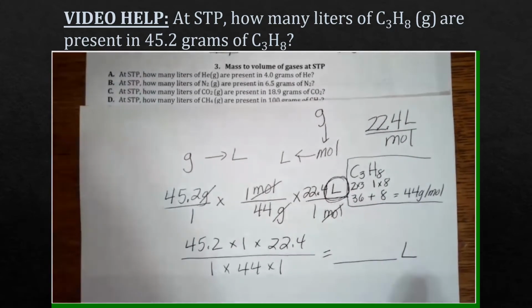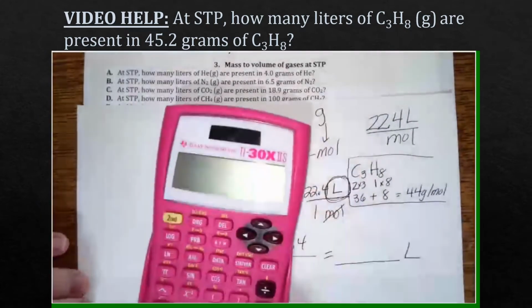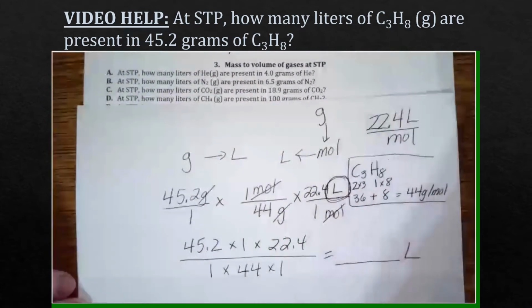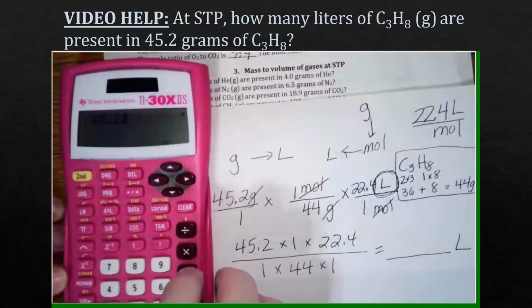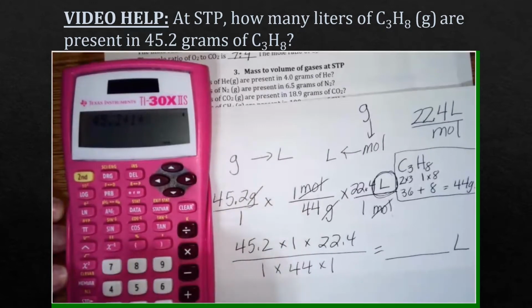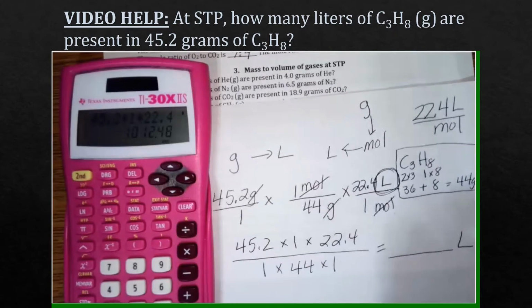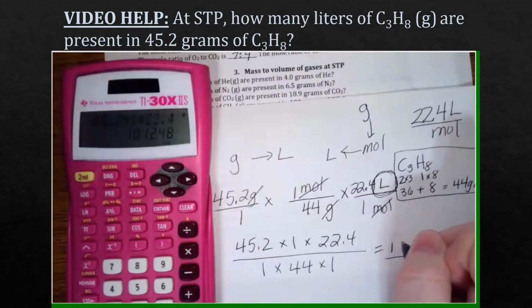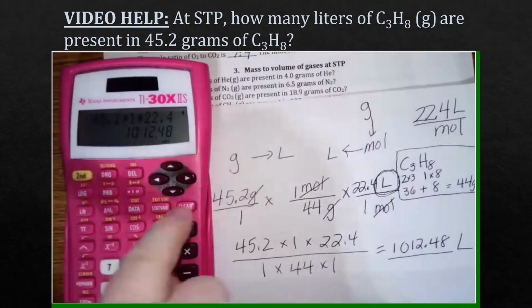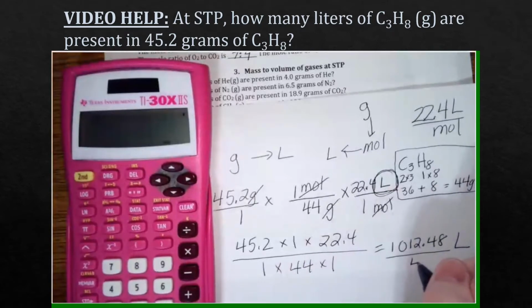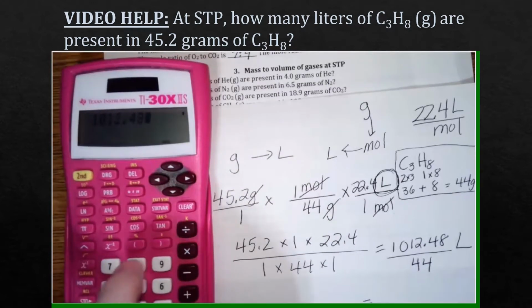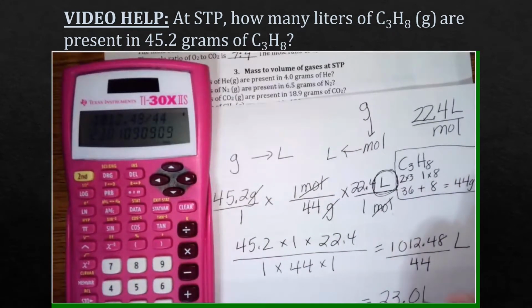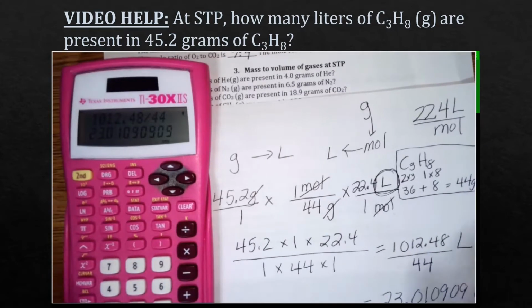All right, so let's grab our calculator. Let's turn this on, and we have to do four across the top. 45.2 times 1. Don't really need to do the times 1, I'm just showing you. Times 22.4 equals 1012.48. And then look at the bottom: 1 times 44 times 1. Well, that is just 44. So now I need to take 1012.48 divided by 44 equals 23.010909. This is going to go on forever, you can tell, liters.